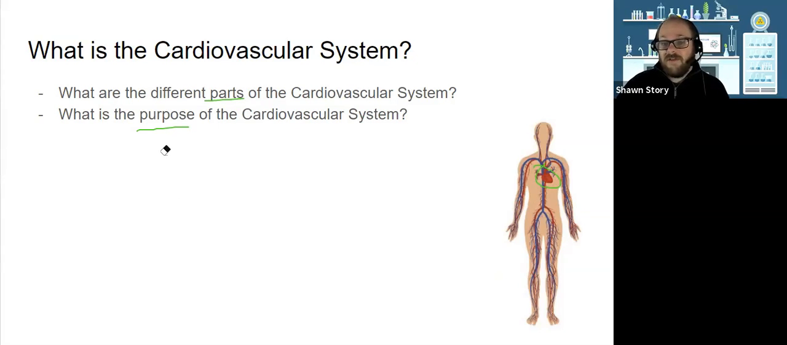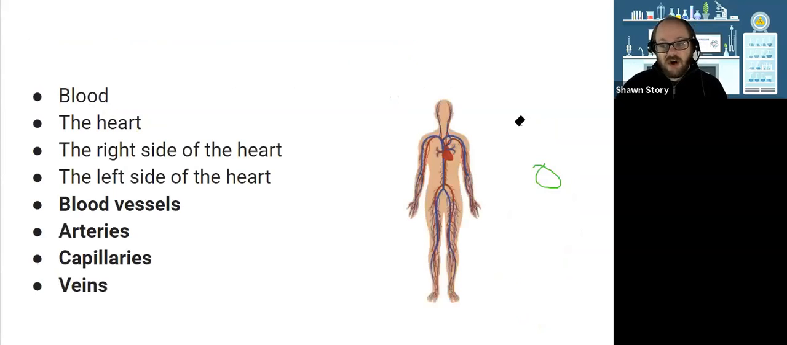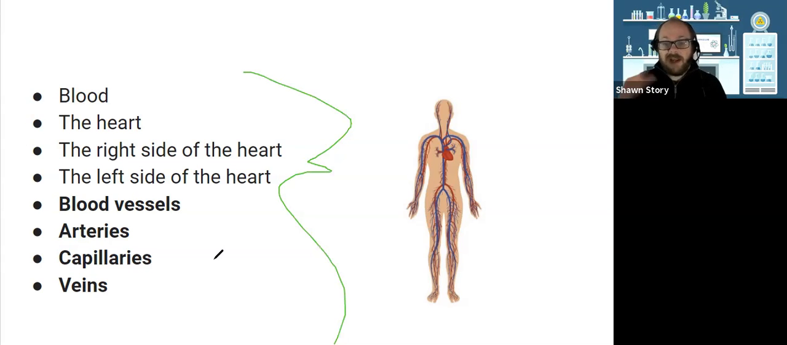All right, we're going to focus on all these different parts of our cardiovascular system and look at their different purposes. Here are all the different things we see in the cardiovascular system. Blood, the heart. We focus on the right side of the heart and the left side of our heart. We have blood vessels, arteries, capillaries, and veins. These should be familiar to most of us. Are there any of them that jump out where you're like, I have no idea what that means?